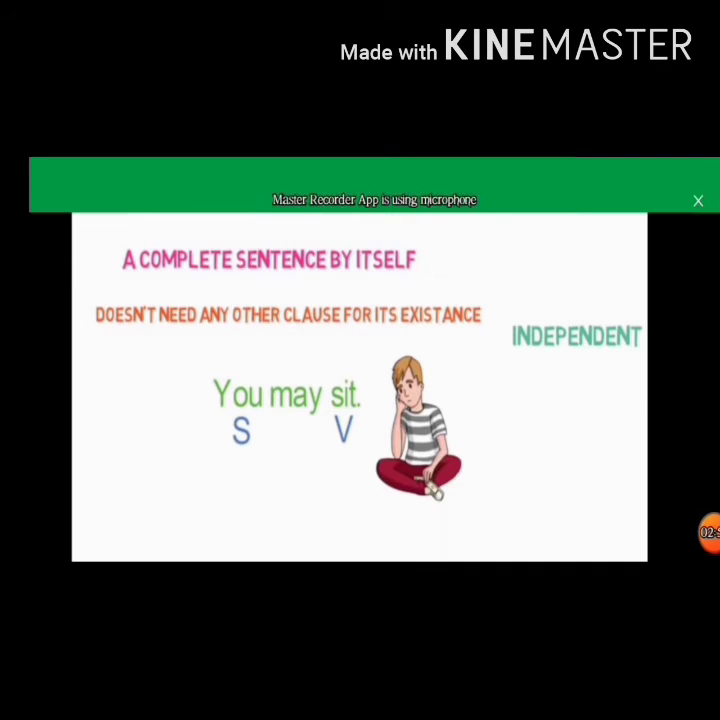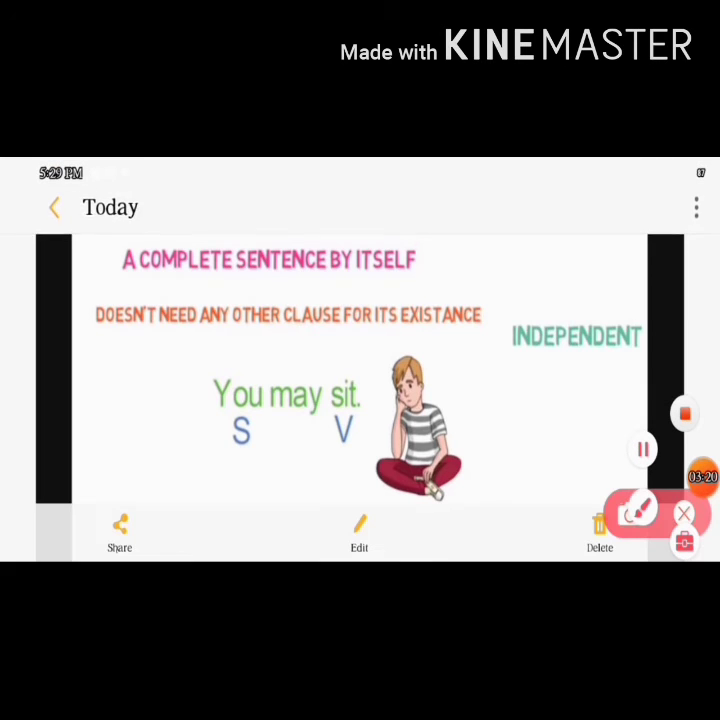So if you have a sentence that has complete meaning by itself, and it doesn't need any other clause for its existence. For example, you may sit. You is a subject and sit is a verb. It means you may sit. There is no need to write down any other clause for this. So that's why this is an independent clause.